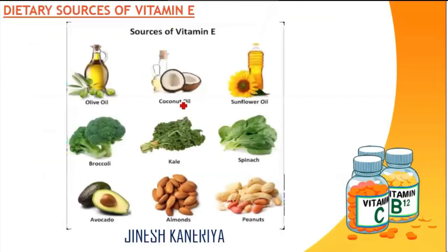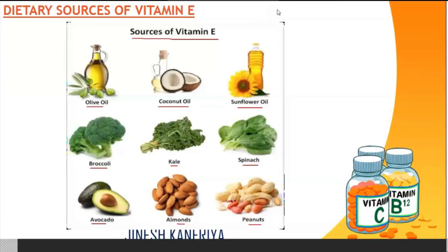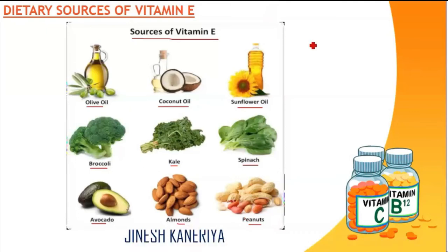The next point is dietary sources. So what are the main sources of vitamin E? The dietary sources of vitamin E are olive oil, coconut oil, and sunflower oil. These are rich sources of vitamin E. Vegetables like broccoli, kale, and spinach are main sources. Avocado, almonds, and peanuts are also rich sources of vitamin E in natural foods available in our nature: oils, vegetables, or fruits.